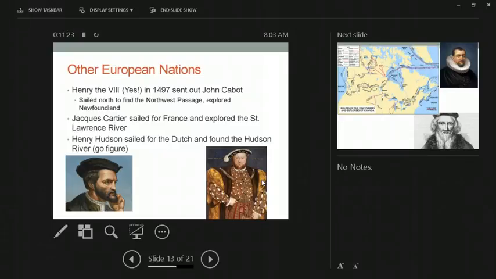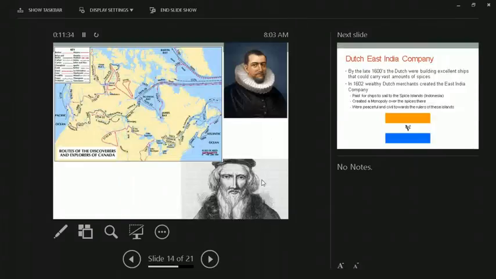Then we have Jacques Cartier, who sailed for the French and explored the St. Lawrence River. And then we have Henry Hudson, who sailed for the Dutch, and he found the Hudson River. Go figure. Imagine Hudson found that. Look at that. So these are John Cabot and Hudson, and also a map of all the different areas explored in Canada and North America by these people.